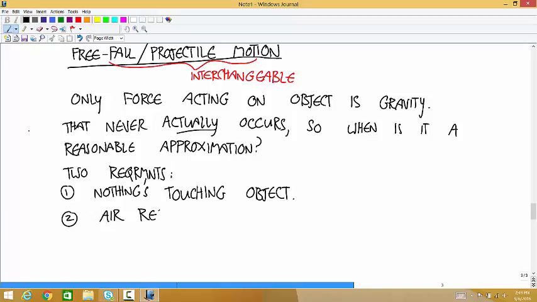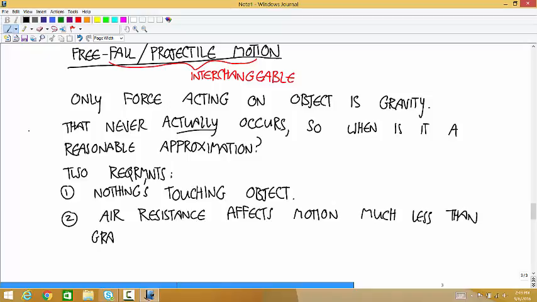Air resistance affects the motion much less than gravity does. Okay, so the first one of those two requirements is easy to verify. The second one is always an issue, and it has to do with how accurate you expect your results to be and stuff like that. But I can give some guidelines for thinking about that.